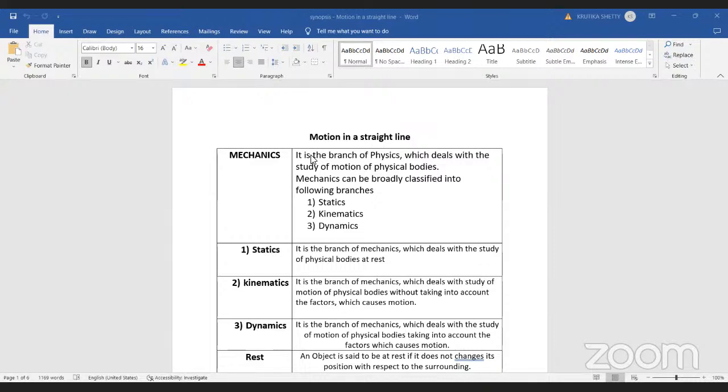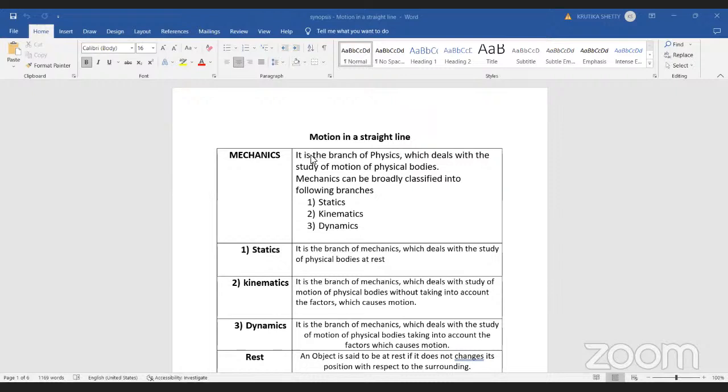So the branch of physics which deals with the bodies under motion is called as what? Mechanics. Okay, the branch of physics which studies the motion of the body is called mechanics. In mechanics again we have sub branches. Mechanics is classified into statics, kinematics, and dynamics. So see the definitions one by one. Statics is a branch of mechanics which deals with the study of physical bodies at rest.